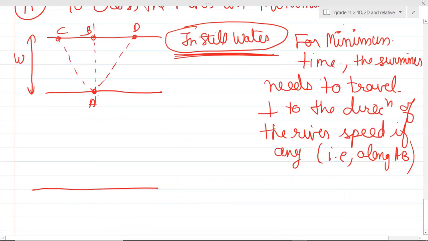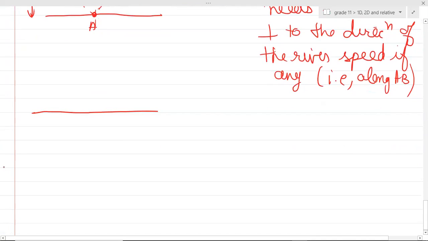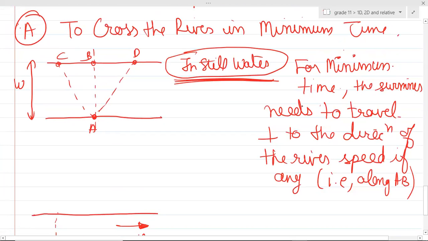When the river is moving, let's say the river is moving, and this object says I want to cross it in minimum possible time, then always remember his direction of velocity with respect to river, the velocity of a boy or a boat with respect to river, should be in a direction perpendicular to the river. This is what has been discussed.